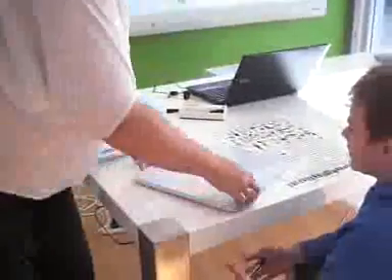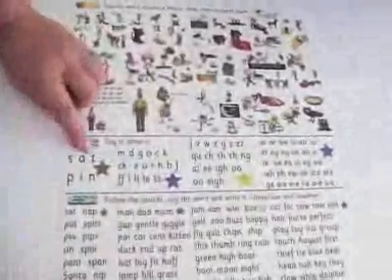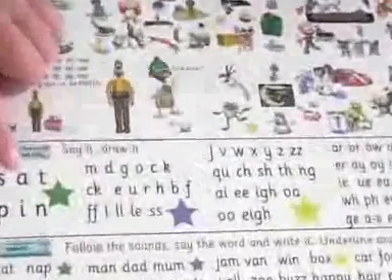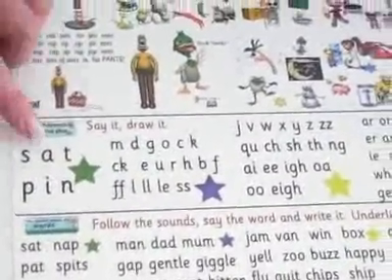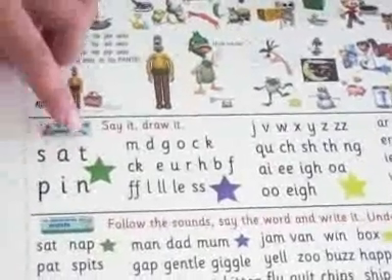Okay, now on the next one, this is called Say It, Draw It. So even though it looks like that sat pin, there just happens to be in the order of those two words, but you say it, and you draw it.